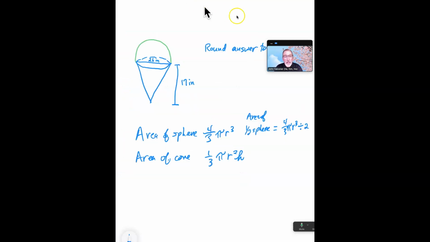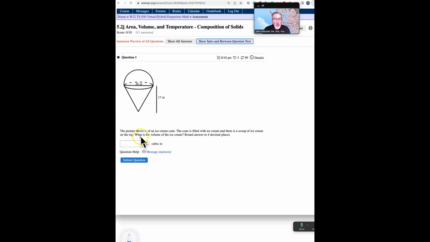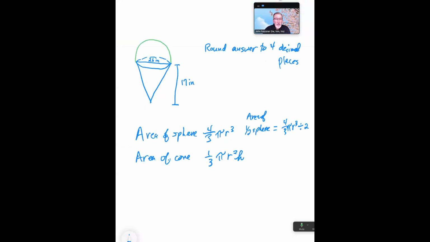Let's see on the tablet. I've got this written out. And we're rounding the answer to 4 decimal places. That was also in there, but I always forget to mention it. Round answer to 4 decimal places. That's to the 10,000ths, so they really want to be precise about how much ice cream is in there. So let's give it a try.